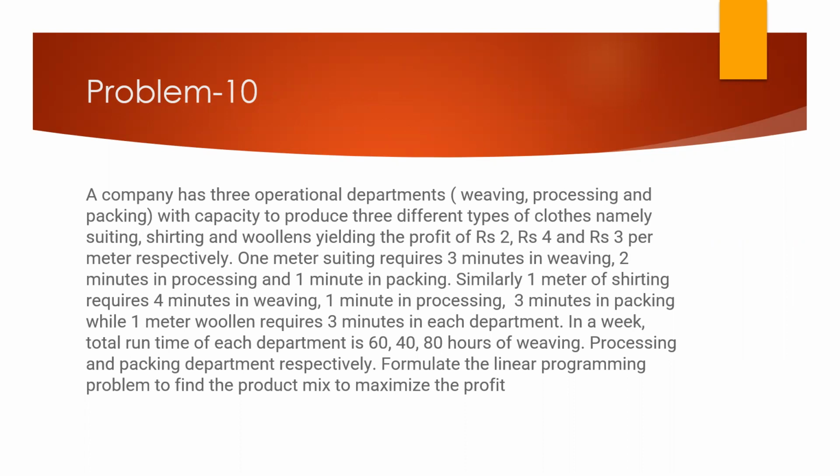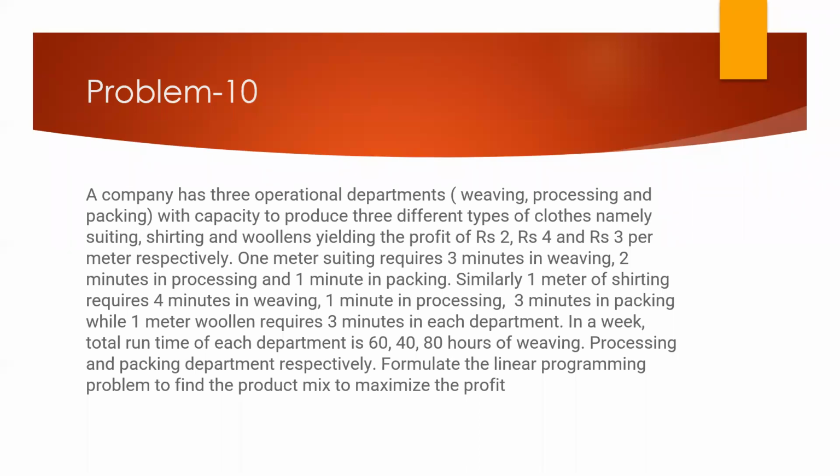Okay, so 1 meter of shooting, if you do, because that is the end product. Three kinds of processes are going on, that is weaving, processing and packing, and they result in three kinds of end products, that is either shooting or shirting or woolen. Then the profit per meter of shooting, shirting and woolen is given to us. So we'll use this profit data to formulate the objective function.